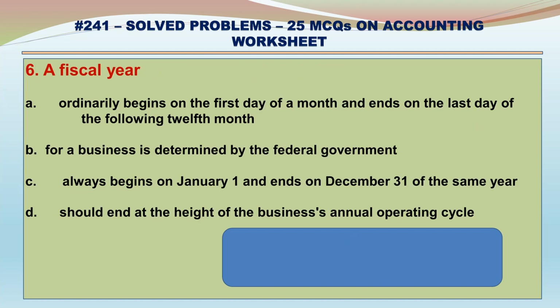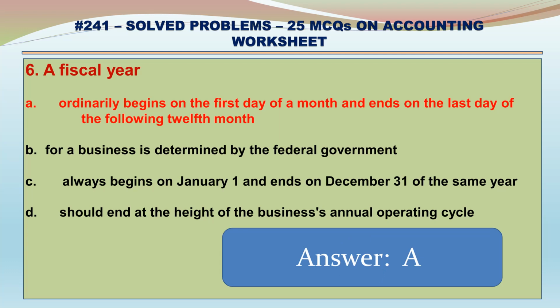6. A fiscal year, option A, ordinarily begins on the first day of the month and ends on the last day of the following 12th month. B. For a business is determined by the federal government. Option C. Always begins on January 1 and ends December 31 of the same year. Option D. Should end at the height of the business annual operating cycle. Answer A. Ordinarily begins on the first day of a month and ends on the last day of the following 12th month.